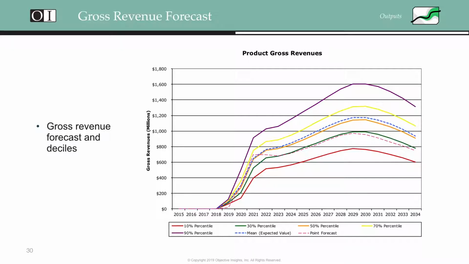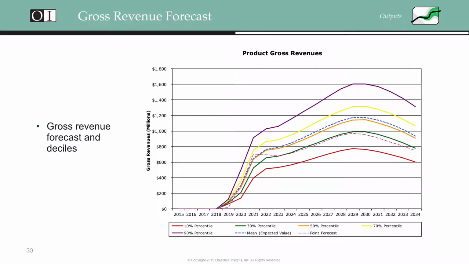So the point forecast is just what comes out of the forecast model as the midpoints of all the distributions. The mean is actually calculated in the Monte Carlo simulation, and typically it's pretty close to the 50 percentile case, as it is in this example.